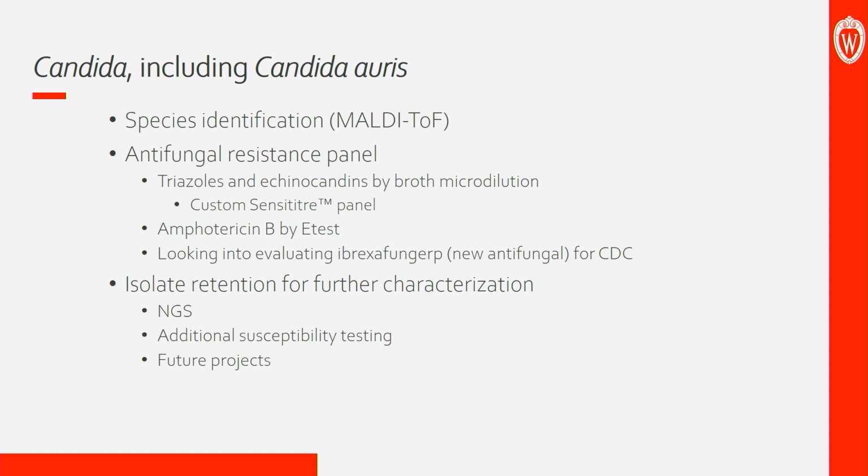And then we do testing for Candida, including Candida auris. We do species identification again with MALDI-TOF. We do an antifungal resistance panel. It's a custom Sensititre panel that has triazoles and echinocandins by broth microdilution. There are not very many antifungal classes. There just aren't many options for treating fungal diseases, and so there are the 3 main antifungal classes, the triazoles, echinocandins, and then amphotericin B, which we test by E-test. We are, kind of excitingly enough, looking into evaluating a new antifungal, which doesn't come along very often, ibrexafungerp.